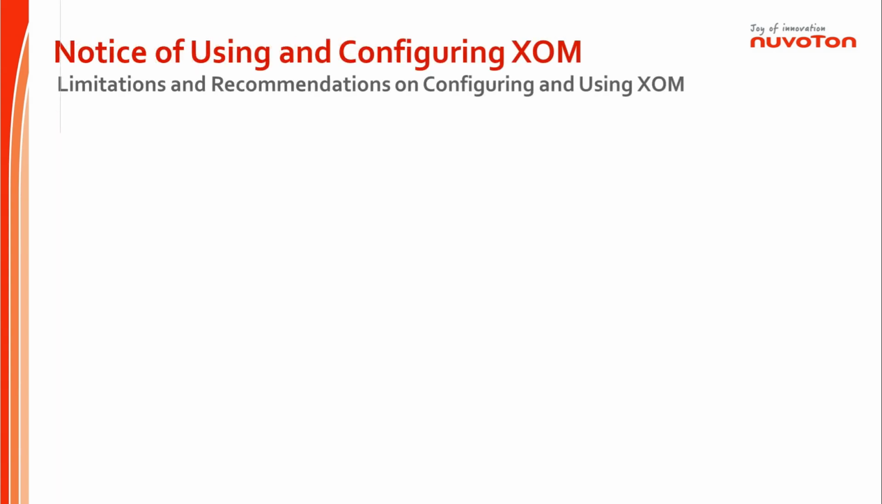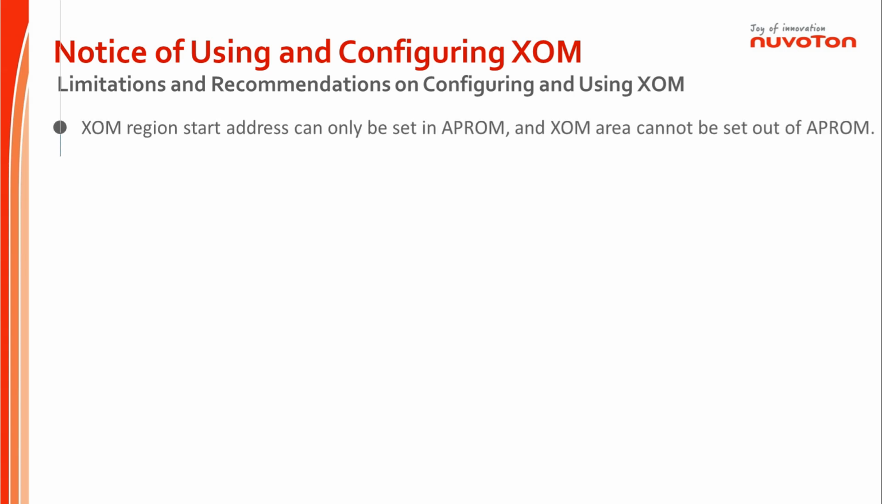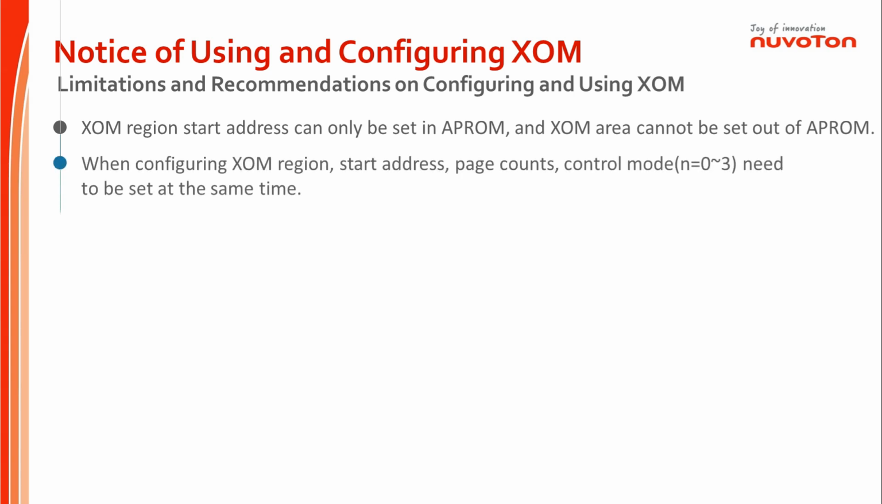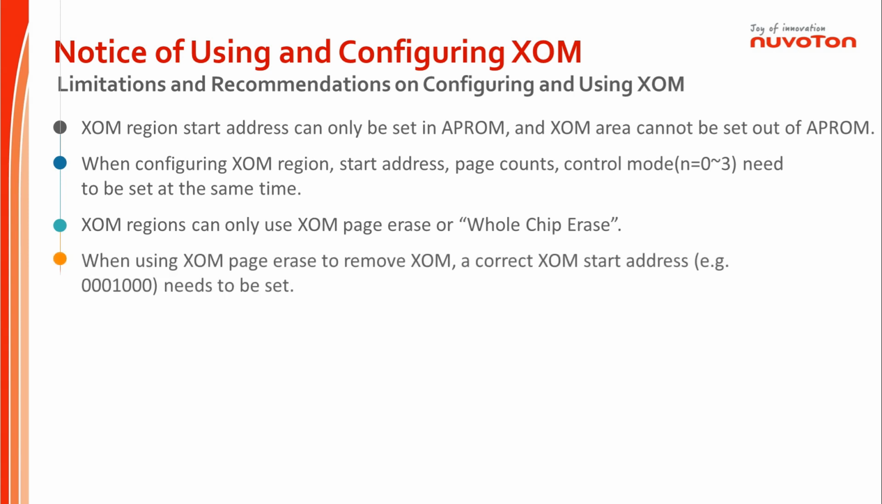There are some limitations and recommendations on configuring and using the XOM. 1. The XOM region start address can only be set in AP-ROM, and the XOM region cannot be set out of AP-ROM. When configuring the XOM region, the start address, page counts, and control mode need to be set at the same time. XOM regions can only use XOM page erase or whole chip erase. When using XOM page erase to remove XOM, a correct XOM start address needs to be set. Multiple XOM regions cannot be overlapped.